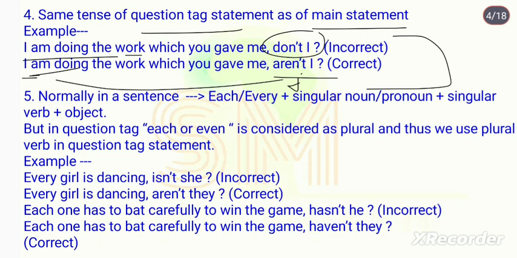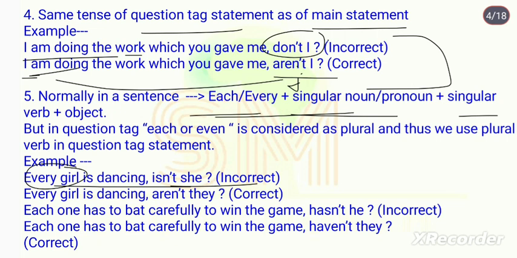Next sentence. Normally in a tense, such words like each and every give a singular sense. So a singular noun will be followed by each and every, and after that there will be a singular verb plus object. But whenever we talk about each and every in a question tag statement, both each and every are considered plural. We can see an example: every girl is dancing, isn't she? In a simple sentence we can say, every student in this classroom is talented. This is correct.